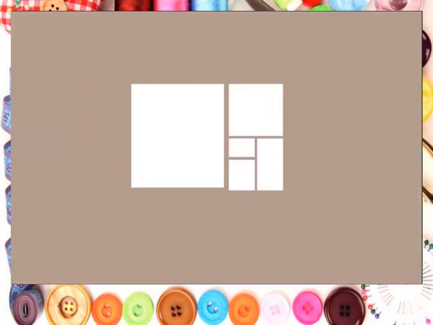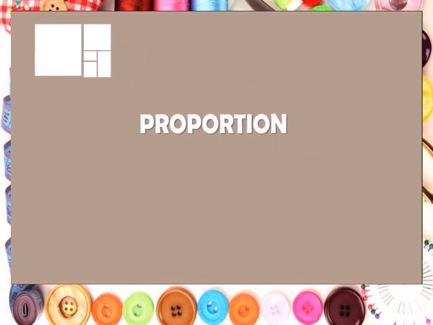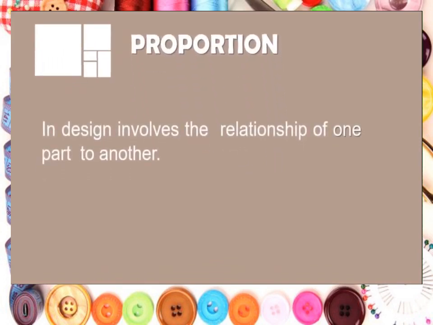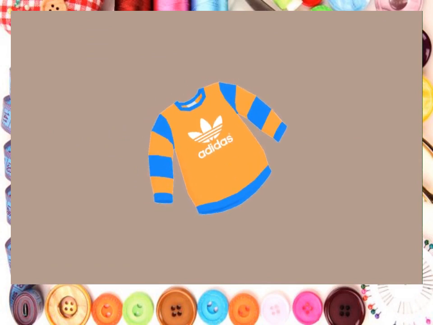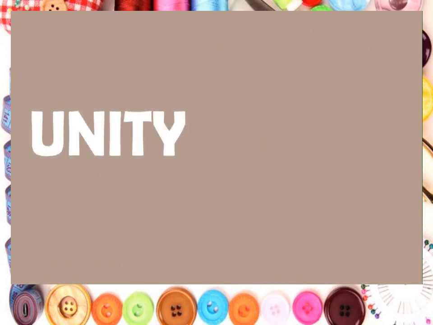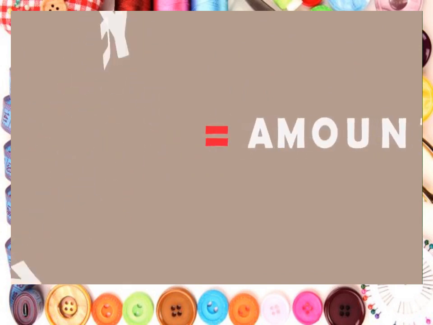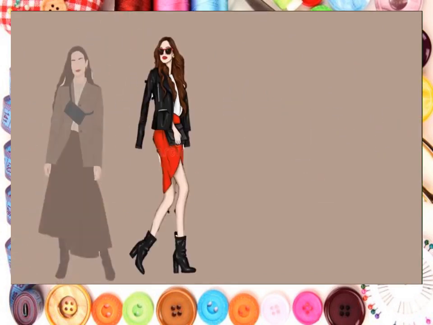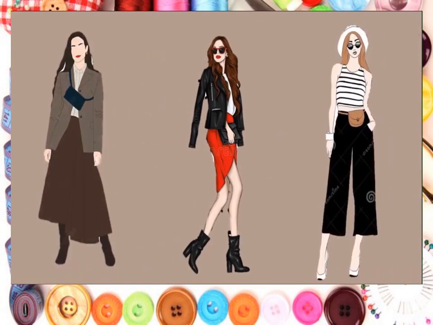The first principle is proportion. In design, it involves a relationship of one part to another. Uneven space relationships are more interesting than even ones. In clothing, this creates the feeling of unity that is created when all of the parts, either sizes, numbers, or amounts, relate well with each other. In this case, a longer jacket works with a longer skirt. The same goes with the long pants works better with short jacket or crop top.